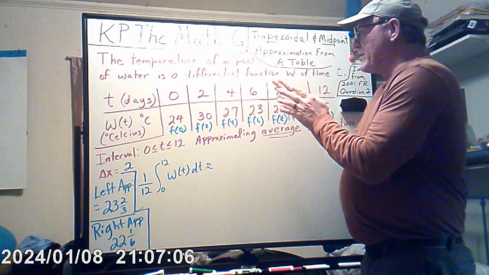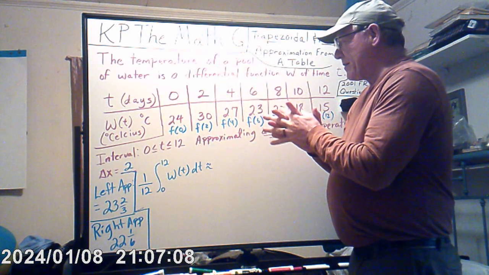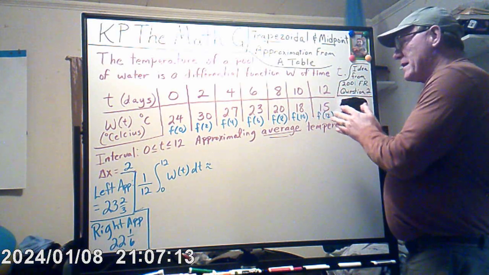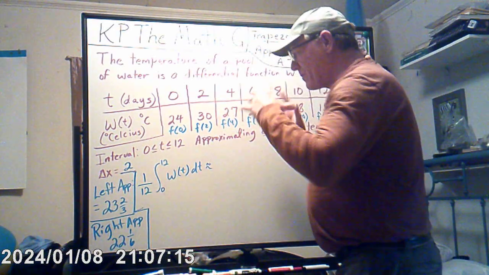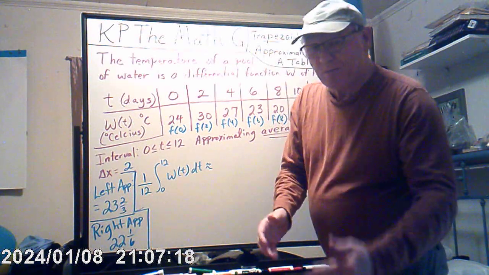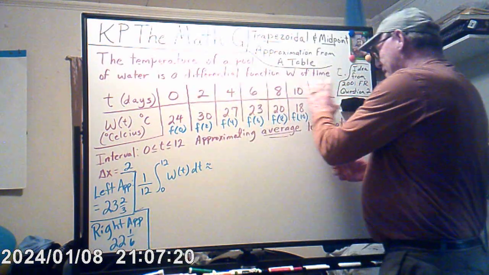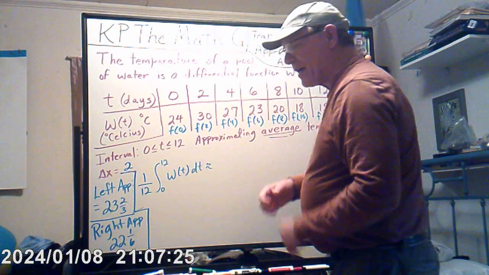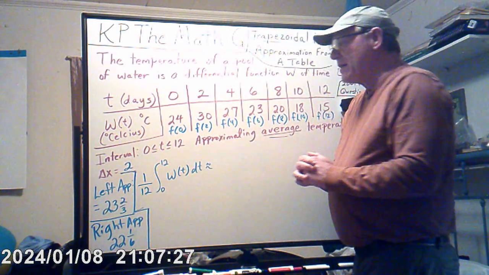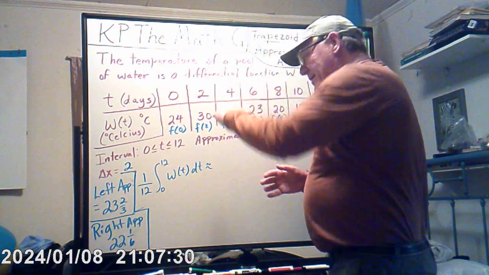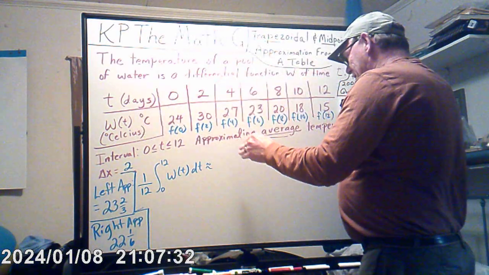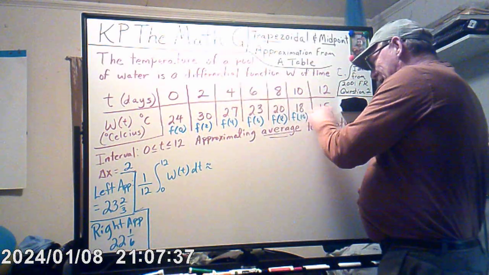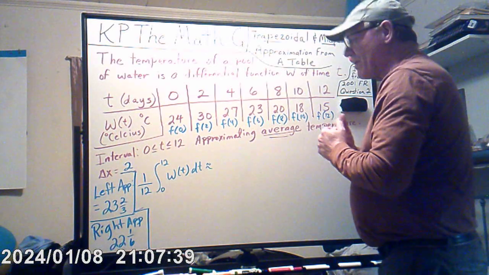We're dealing with the temperature of a pool of water. That is a differentiable function, W of time t. Differentiable just simply ensures us that there are no gaps or jumps in this data. It's going to be a curve of some kind, decreasing, increasing. In this case, it looks like it starts out a little bit increasing and then it decreases a little bit. Just notice those y values right there. You can see that.